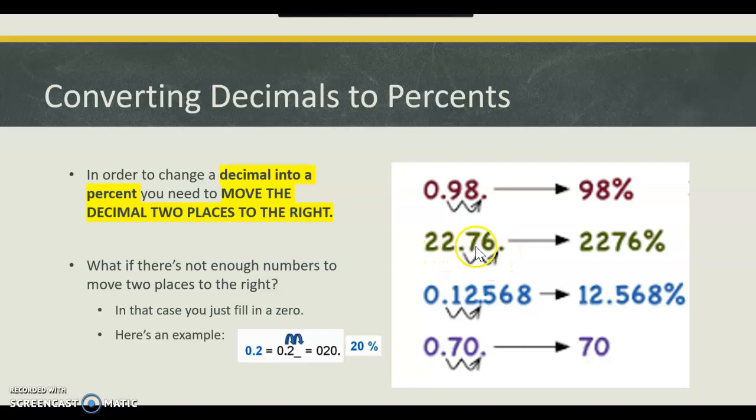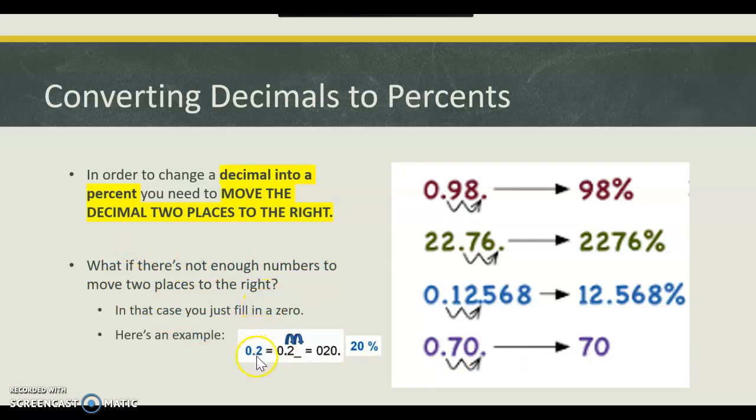Starts here, move 2 places, 1, 2. So that's 2276, and then now the decimal place is here, and there's nothing after it. So 2276 point nothing. So that's what the percentage is. Decimal place is here, 1, 2, and now it's there. So 12.568%. Decimal place is here, move it twice, 1, 2, and now it's 70 point nothing. So 70%. I don't know why there's not a percent symbol here. There should be one.